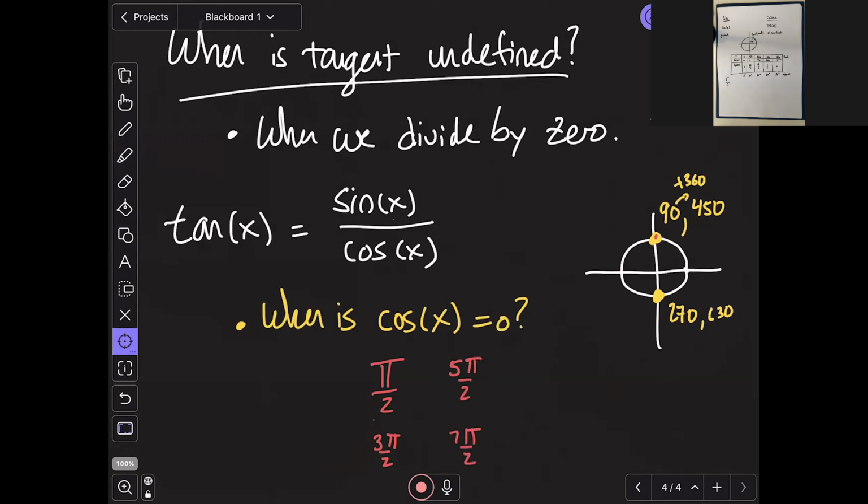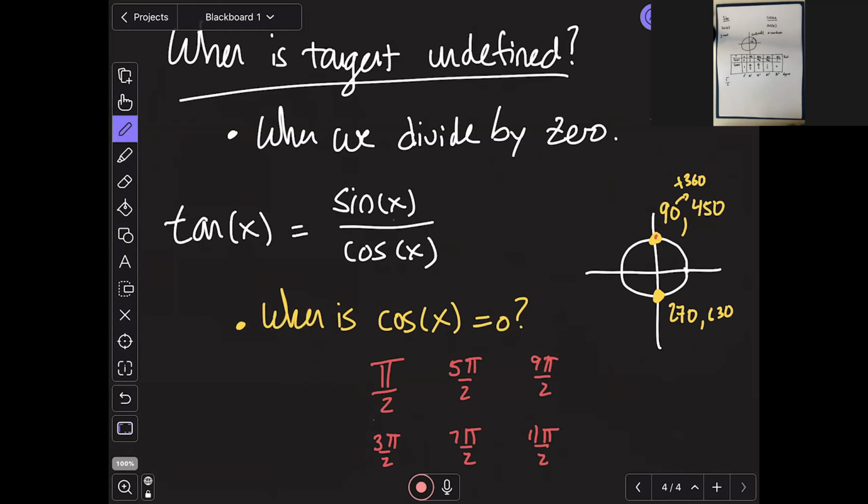Does anybody see any patterns yet? 8 pi over 2, then 9 pi over 2, 10, 11, so we get 9 pi over 2, 11 pi over 2. Anybody notice any patterns? It's all the odd numbered pi's divided by 2. Yeah, always odd, an odd number times pi over 2. So anytime we have an odd number multiplied by pi over 2, that's when tangent is going to be undefined when you're thinking about radians.